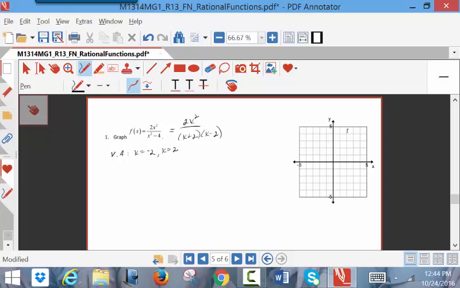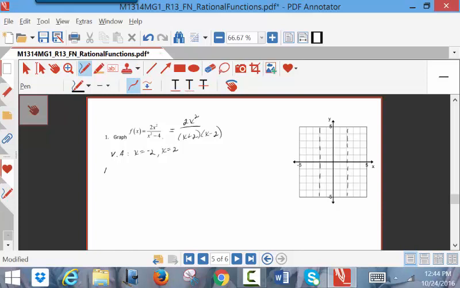So if I graph my vertical asymptotes, we are 100% confident that when I graph this function, it will not cross these vertical asymptotes. Those are the numbers which cause that rational function to be undefined.